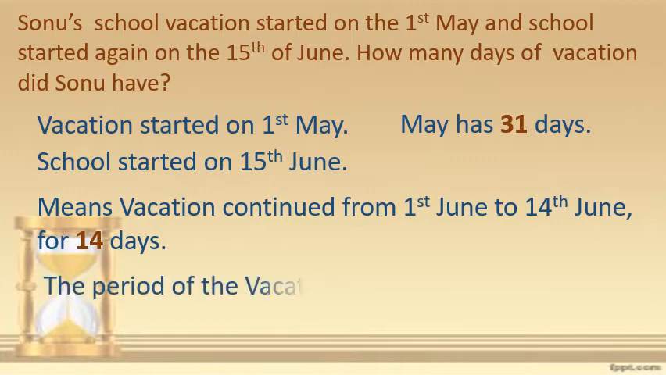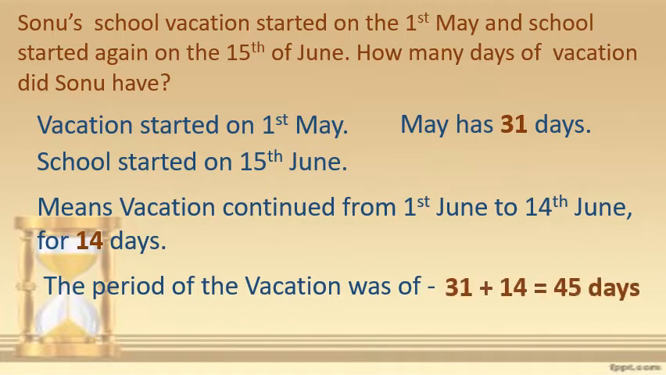So total the period of the vacation was, what we have to do here? We have to add the days of the May and days of the June which she has enjoyed holidays. Correct? That is 31 plus 14 is equal to 45 days. Yes, this is our answer. The period of the vacation was of 45 days. Got this?